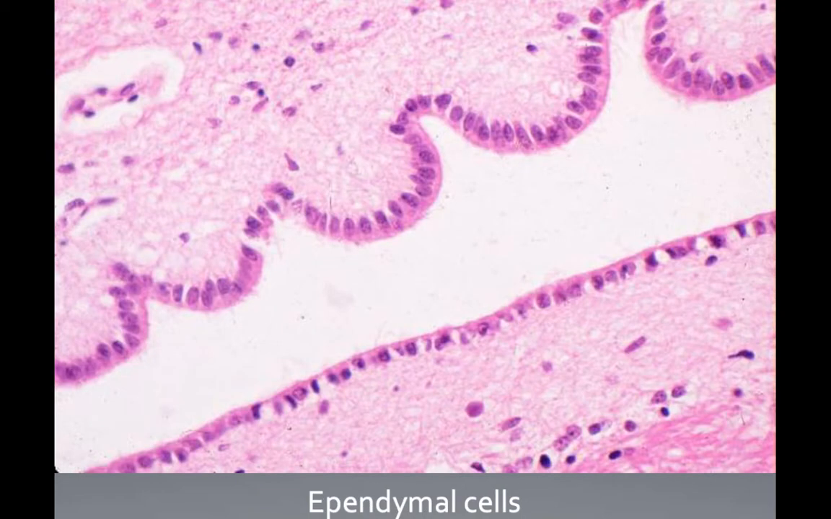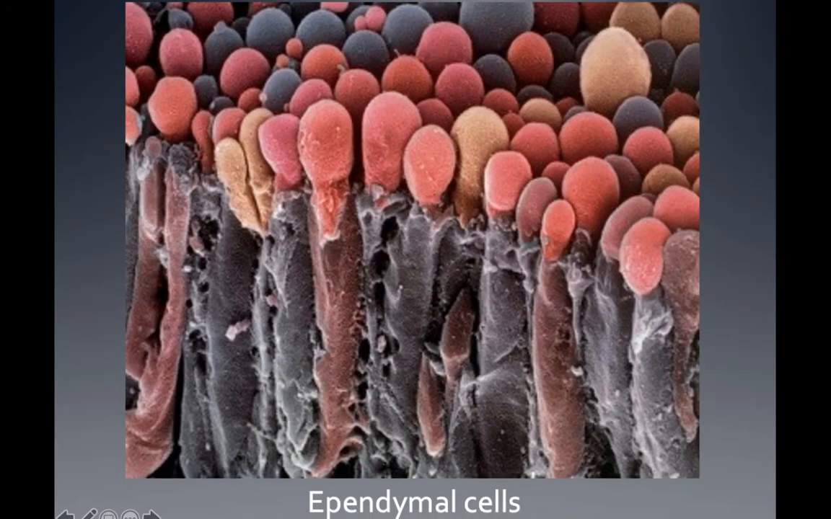Then we have ependymal cells, and these are the cells here lining the ventricles. And then I love this picture. This is an electron micrograph of the ependymal cell, but in particular it's showing the cilia that are on these ependymal cells. Kind of cool looking.